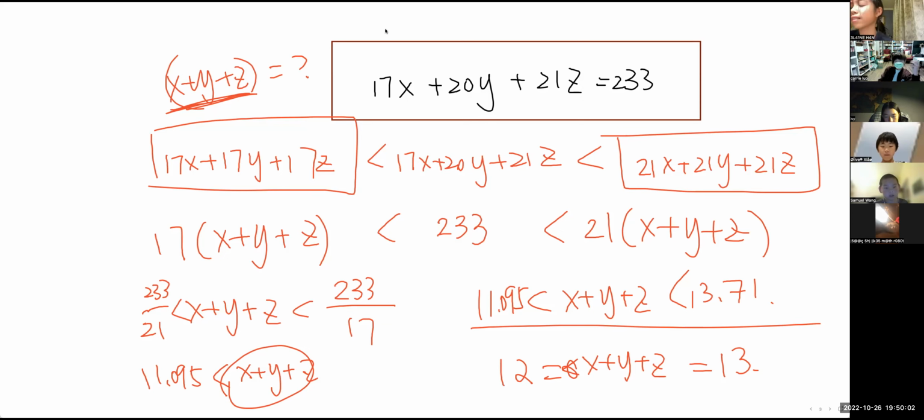Okay, some students ask, teacher, why can't it equal 11.095? Because x, y and z are all integers, and integers added together can only equal an integer, never a fraction. It's impossible to have a decimal or fraction there. So x plus y plus z is bigger than 11.095. No matter if it is 11.0001, as long as it's a little bit bigger than 11, it can only equal 12, not 11. Understand? And this one is smaller than 13.71, so that's why x, y, and z could only equal 13 or 12. Understood, everybody? I'm going to stop here and you're going to think about it.